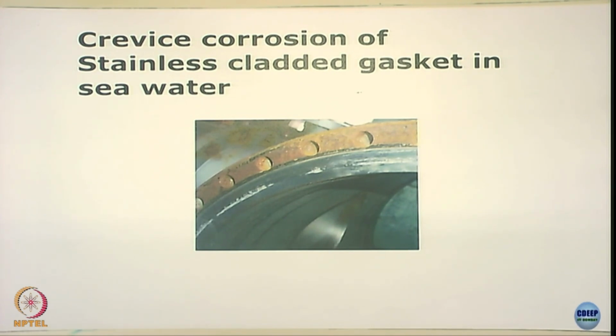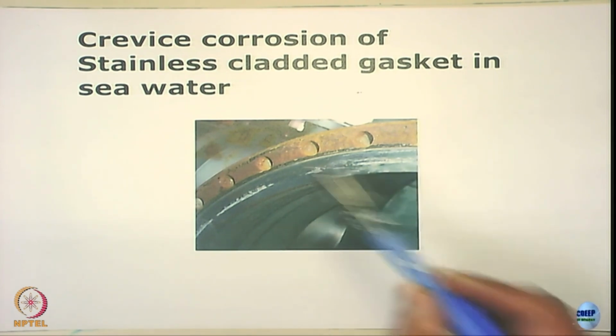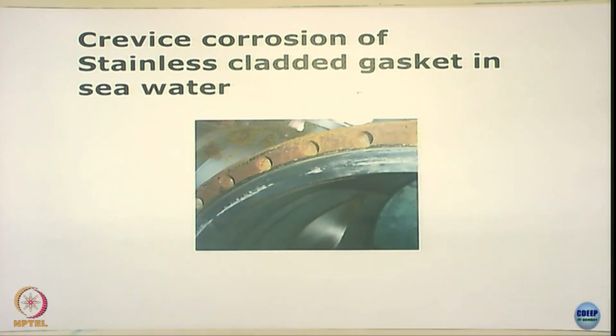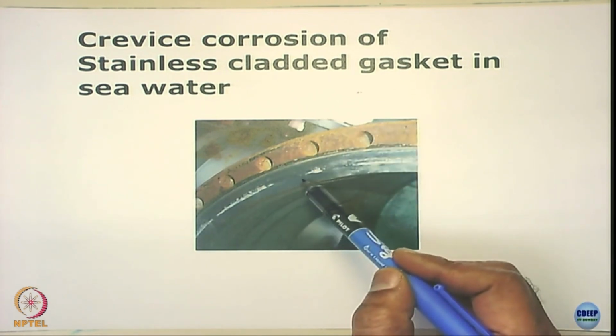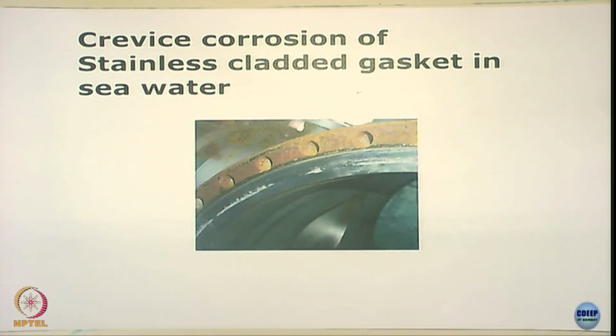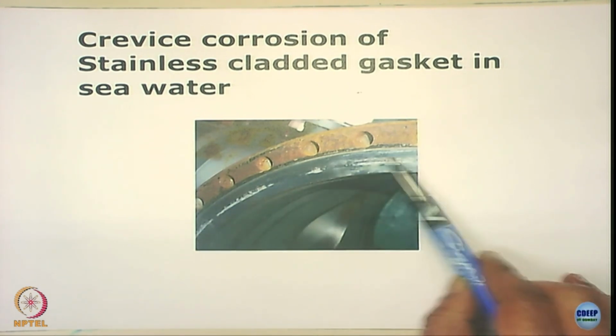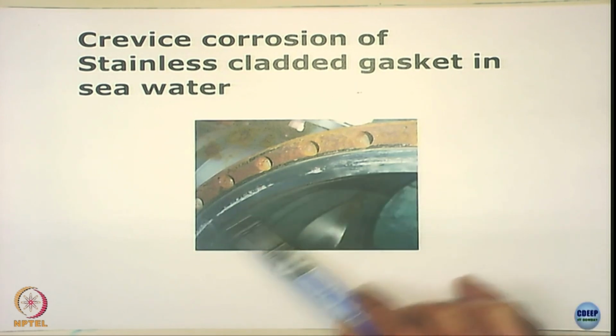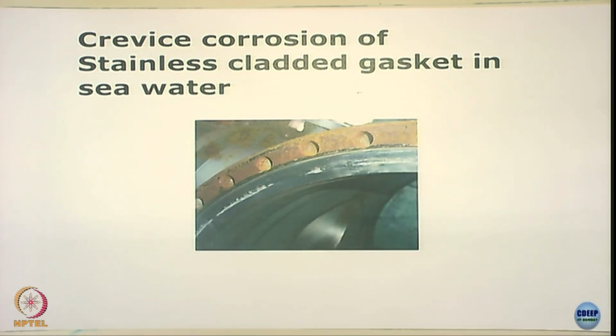What you have seen here is a flange joint of a heat exchanger. The heat exchanger is made of carbon steel, and the carbon steel inside was cladded with a duplex stainless steel. It is a flange joint, and a gasket is used here, right? The medium of exposure in this case was seawater.